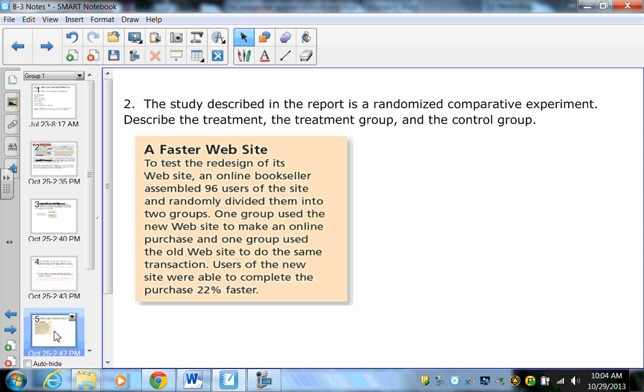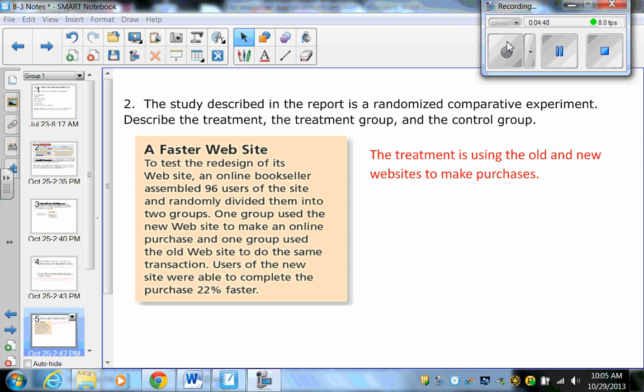Example 2 says the study described in the report is a randomized comparative experiment. Describe the treatment group and the control group. To test the redesign of the website, an online bookseller assembled 96 users of the site and randomly divided them into two groups. One group used the new website to make an online purchase, and one group used the old website to do the same transaction. Users of the new website were able to complete the purchase 22% faster.